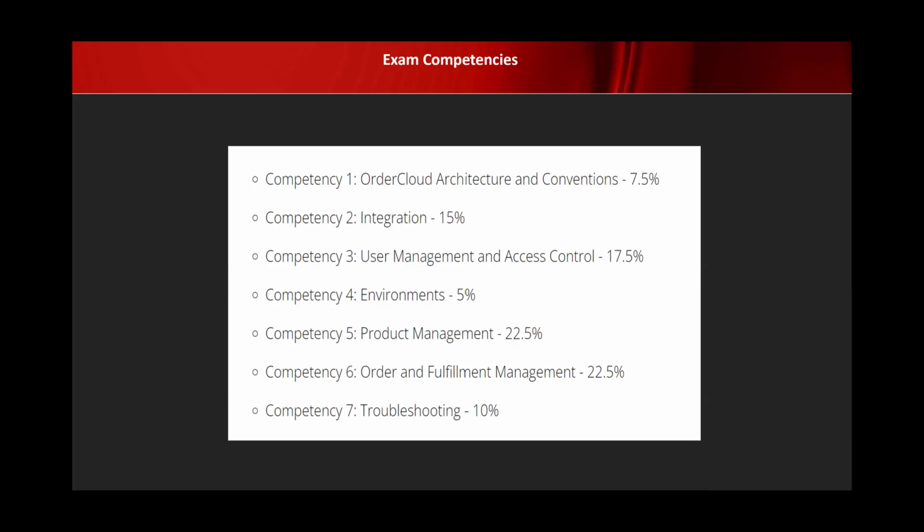Directly jumping into the exam competencies for Order Cloud, you have about 40 questions. Competency 1 is about Order Cloud architecture and conventions, which is about 7.5%. Then comes integration, which is 15%. Then user management and access control, which is 17.5%. Environments, which is 5%. Product management, 22.5%. Order and fulfillment management is 22.5% again.